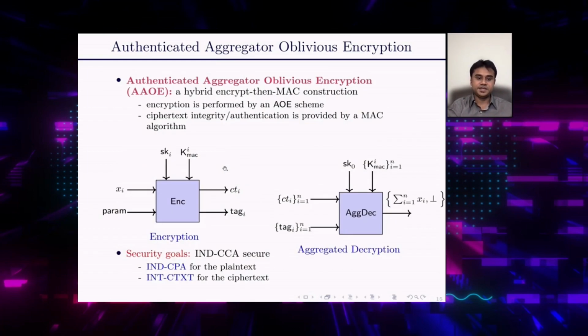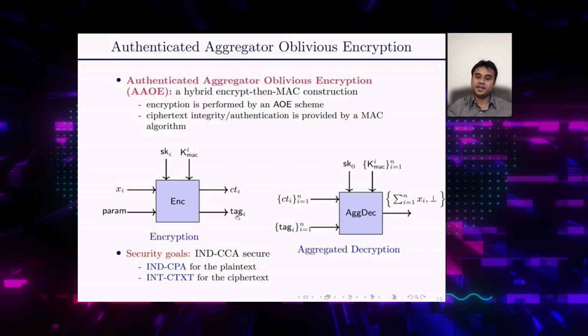In the encryption phase, the encryption algorithm accepts a private input x_i and some public parameter, and it accepts two keys, SK_i and the corresponding MAC key, K_i. And it produces two outputs.